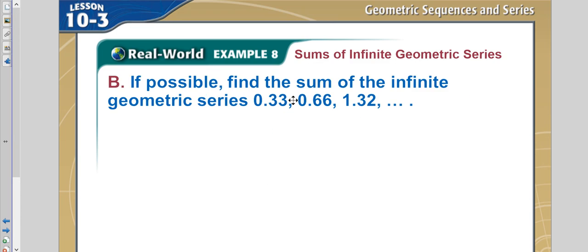All right, so now, if possible, find the sum of this sequence. So again, we do the same thing. We take the top term, and since it's geometric, I'm dividing. Remember, if it was arithmetic, we would be adding or subtracting. And we find out that this, when we divide, is 2. This one, we cannot find the sum because the rate is increasing.